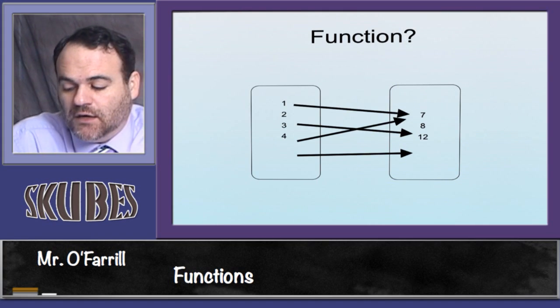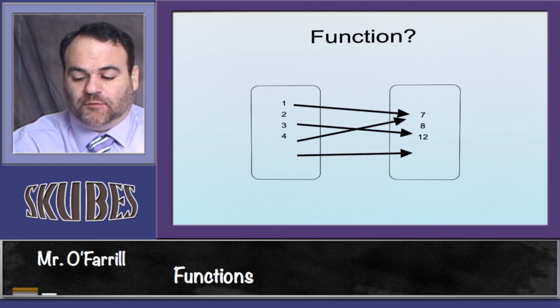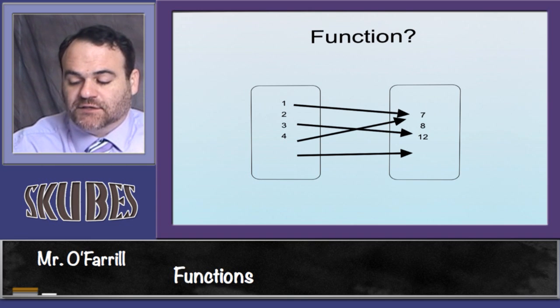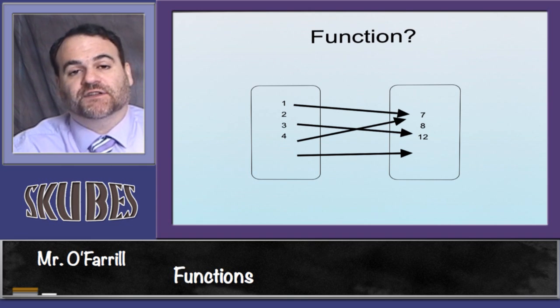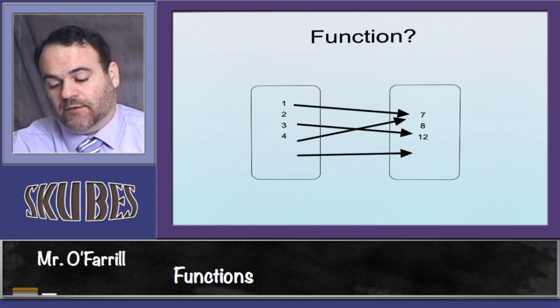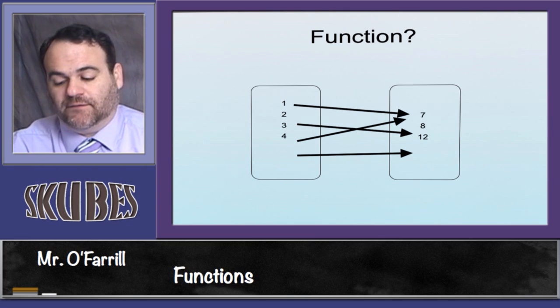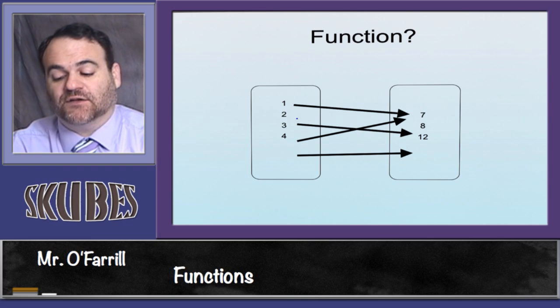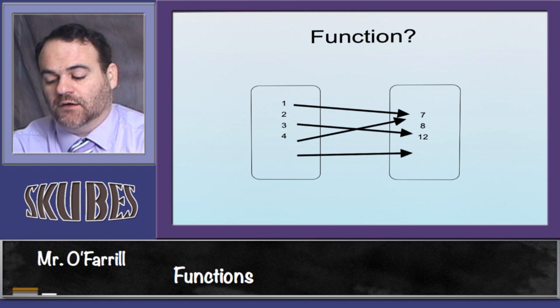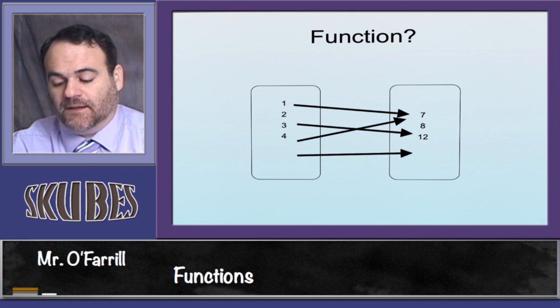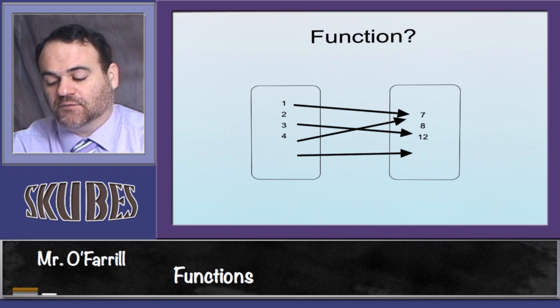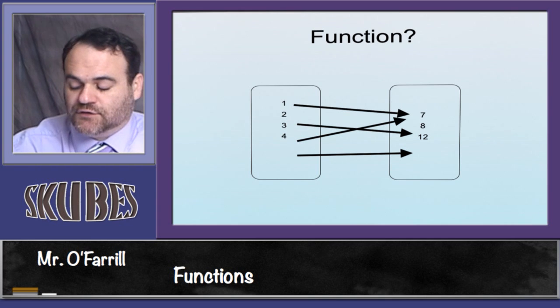So let's take a look. This got a little bit squirrely here, but it still works okay. Is this a function? This is called a mapping. And we're saying that the number 1 goes to 7. This was connected originally to the number 2, going to 12. The number 3, which is the next bar, goes up to 7. And then the number 4, which is the last one, came over to 12.